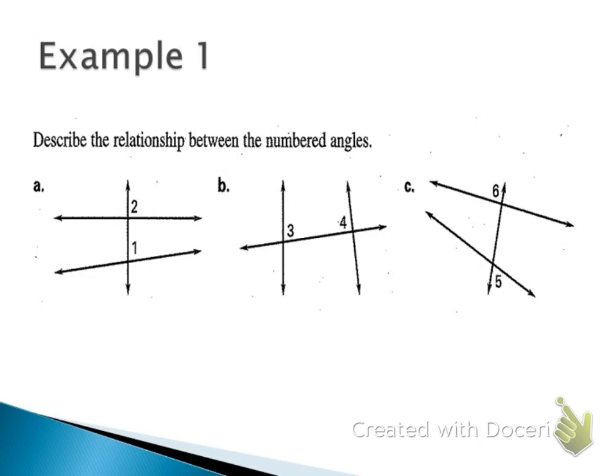Here's example 1. I'll give you a minute to draw A, B, and C. Number exactly as it's numbered. We are trying to determine the relationship between the numbered angles. So the relationship between 1 and 2, the relationship between 3 and 4, and the relationship between 5 and 6. So I'll give you a second to write them down. If you get it down, you can go ahead and try to answer them.